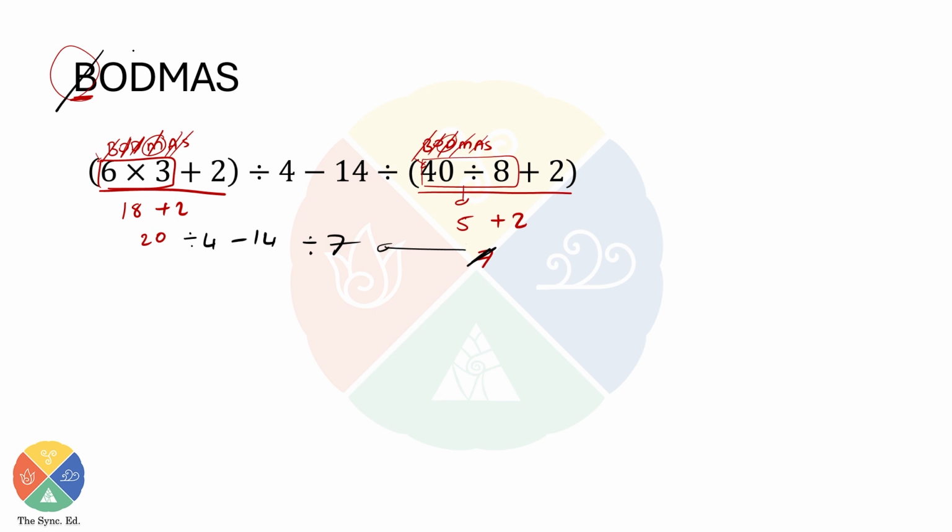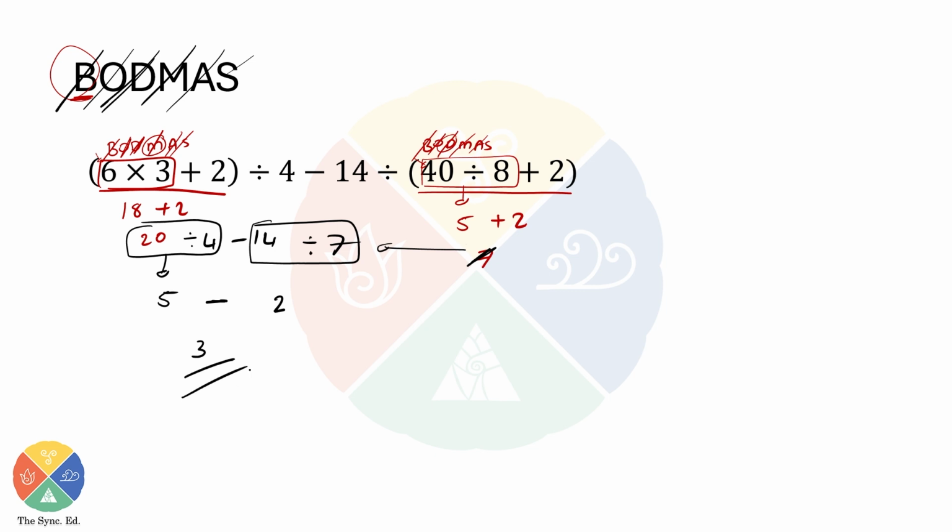Now if you look, there are no orders, but you can see division. There is one division here, one division here. So let's do the division. 20 divided by 4 will give you 5. 14 divided by 7 will give you 2. Copy paste everything else. Division is done. Multiplication is not there. Addition is not there. Only subtraction is there. 5 minus 2 you will get 3. So 3 is the answer for this problem.